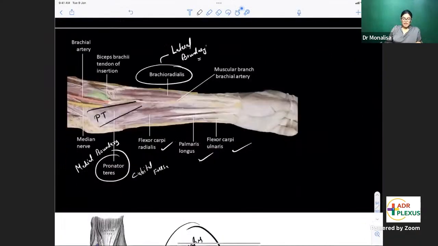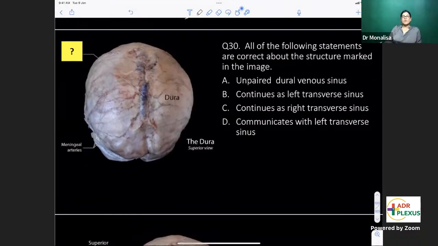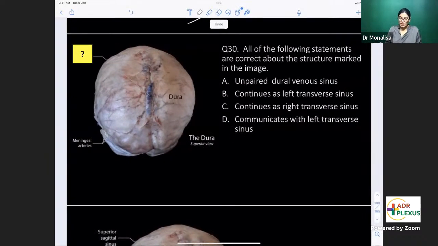Now let's move on to the next MCQ, that is MCQ number 30. All of the following statements are correct about the structure marked in the image except. Please write down the word except. So all of the following statements are correct about the structure marked in the image except. So you have to identify the structure. What is it? And then you have to give me the right answer.